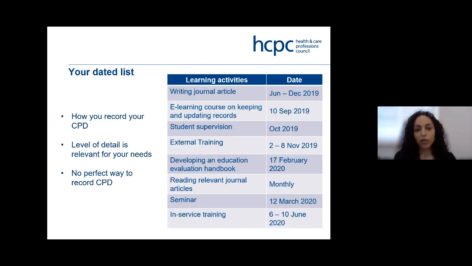So here's just an example of a dated list. Now, this is a very brief example, but the level of detail is relevant for your needs. So for example, here we've put external training. Now, are you going to remember what that meant? So what I would always advise is, when writing down your learning activities and logging them, put a brief description of what that was around so that, if you do need to reflect on it, whether you're audited or not, you know exactly what you've done.